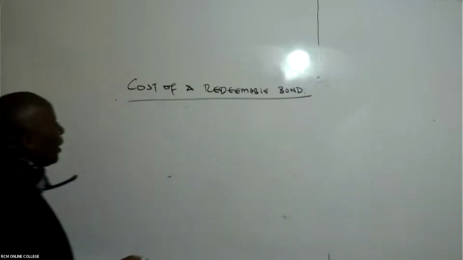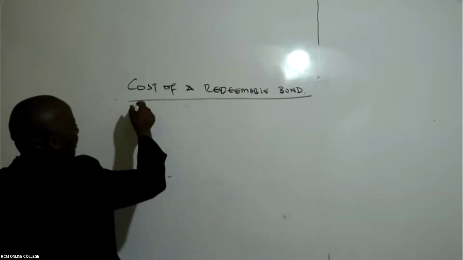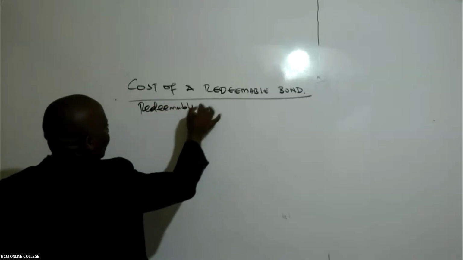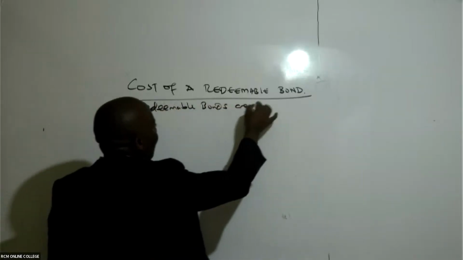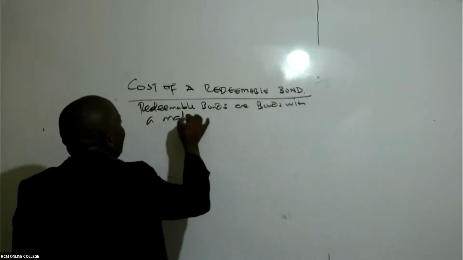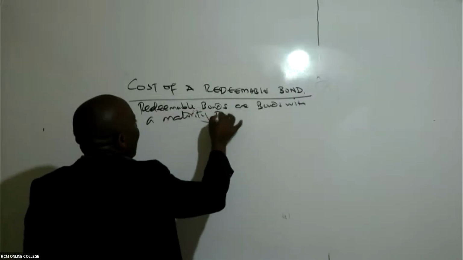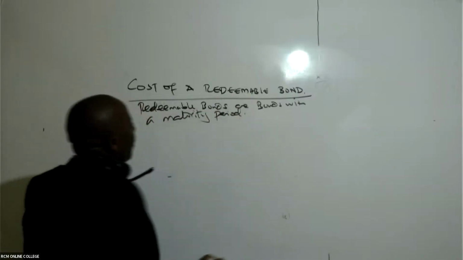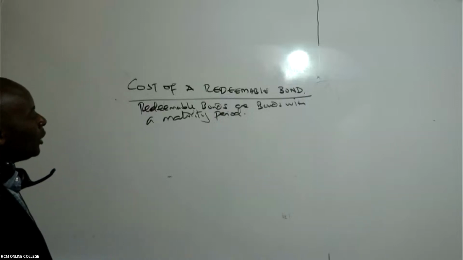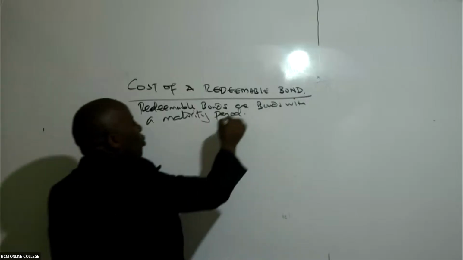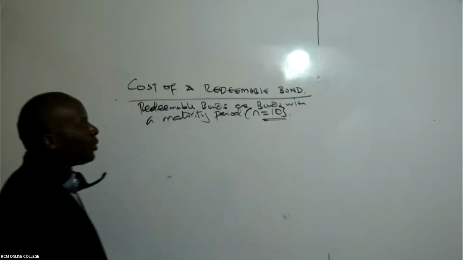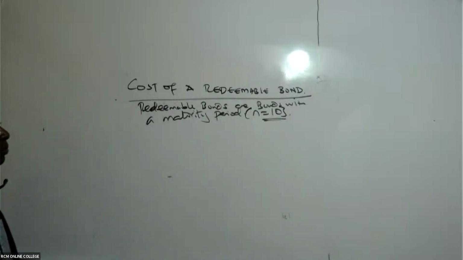All right. So whenever you hear a bond has a maturity period, redeemable bonds are bonds with a maturity period. Bonds with a maturity period, we call them redeemable. Like in this question, they have told us the number of years for the bonds to be redeemed, the redemption years, they are 10 years. So it's a redeemable bond.